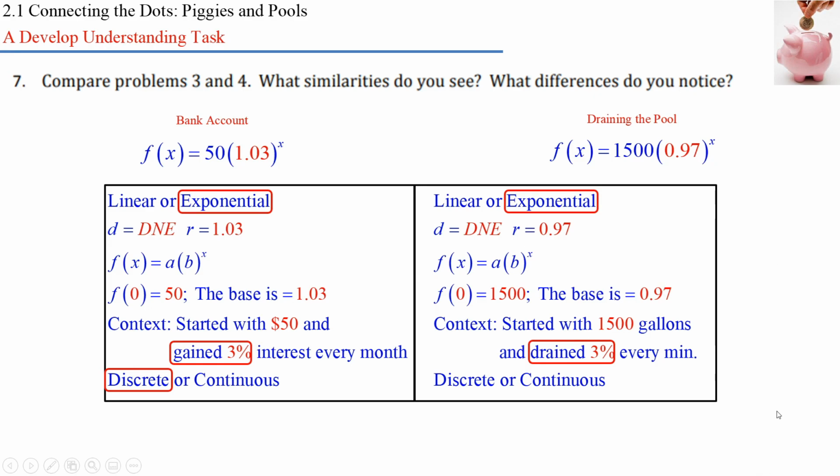And discrete or continuous. Now, remember, the bank account we said was discrete because if I remove money before the end of the month, I don't get any interest. So we're talking about the money at the end of every month, not during the month. Now over here, this is water draining from a pool. And water flows continuously. Continuous. And that is 2.1.